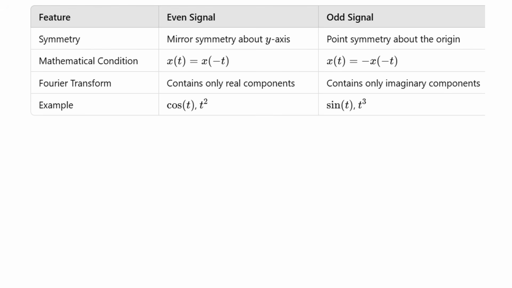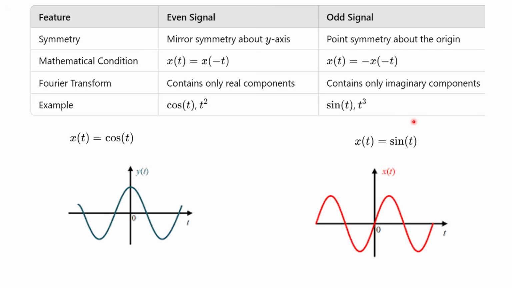Clear? So some more details. Your mathematical condition: x of minus t should be equal to x of t for even, and x of minus t should be equal to minus x of t for odd. Examples are the cosine function and t square; these are even signals. The sinusoidal and t to the power 3 are odd signals. Here you can see your cos signal. This is symmetric along the y-axis, meaning whatever is on the right side and left side are mirror images of each other. That is why this is an even function. And here this is the mirror image along the origin, so symmetric along the origin. That is why this is the odd signal, right?